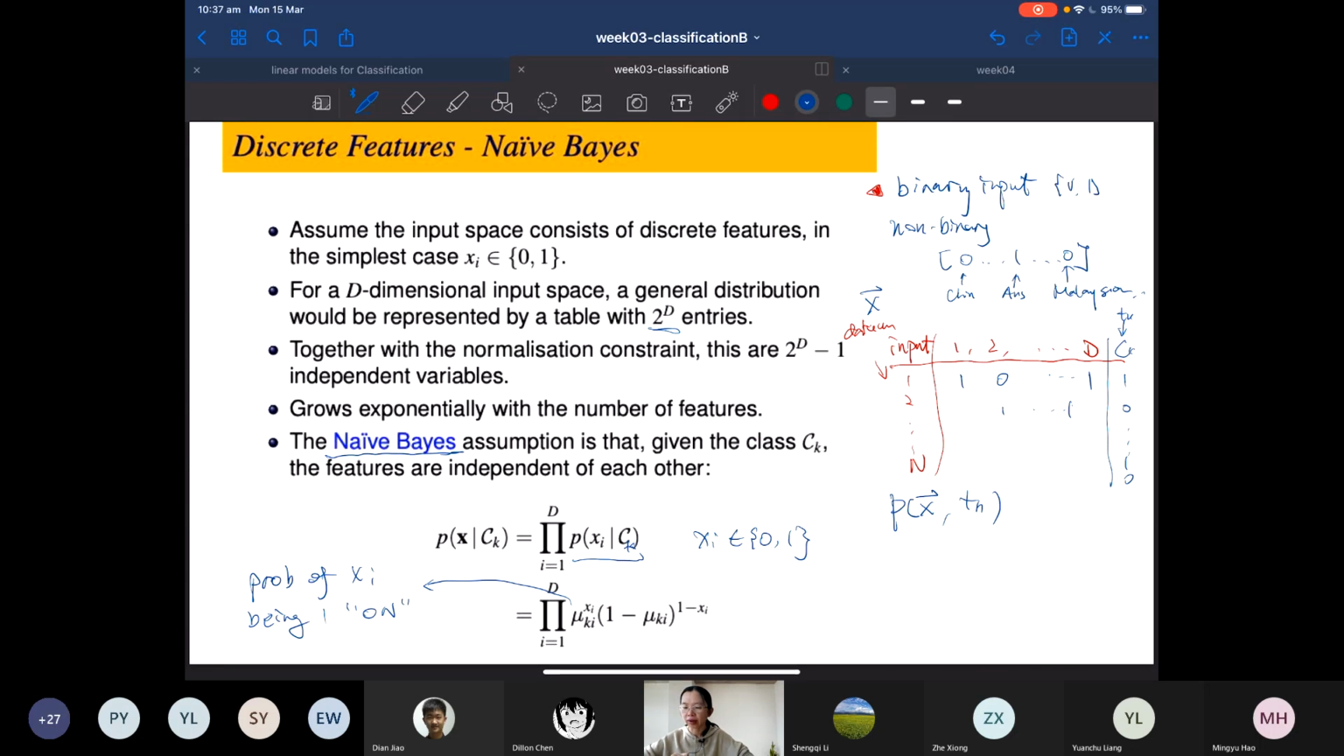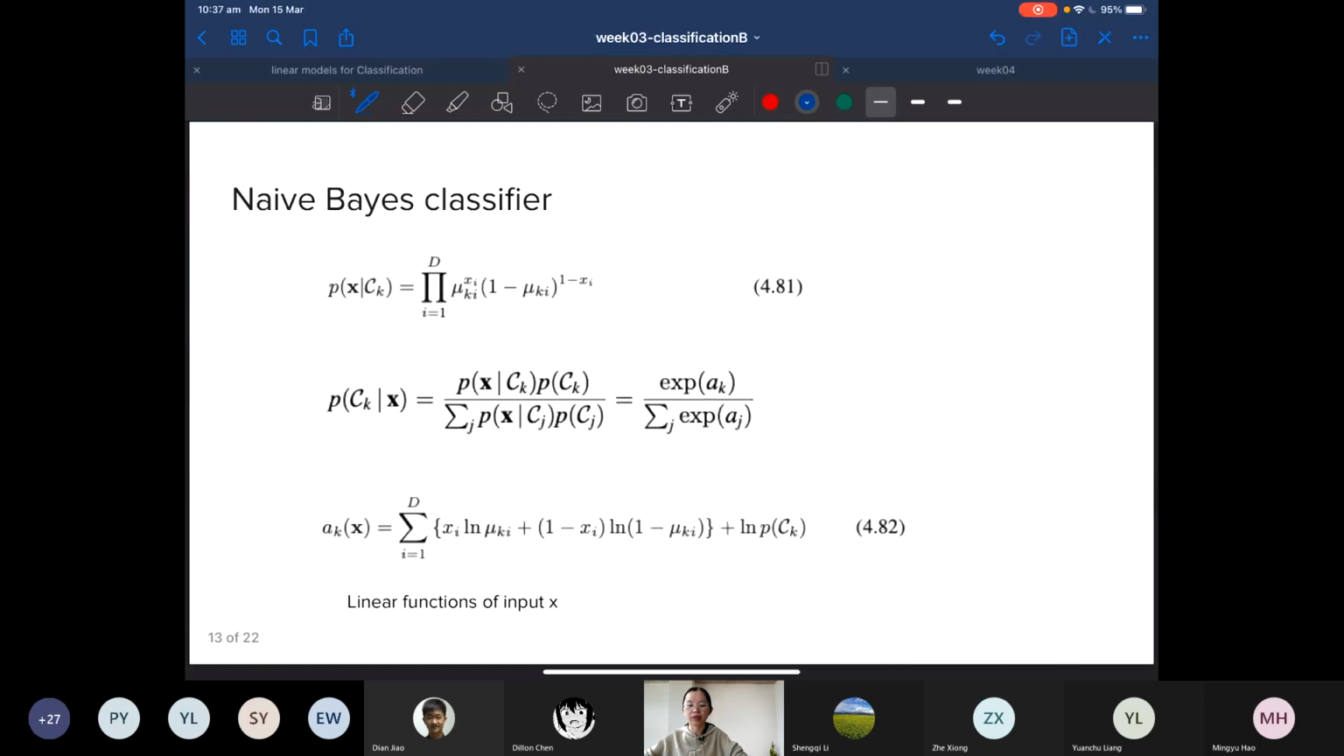We'd like to take logs, and products are handy. The reason we went through this slowly is that with the 0-1 encoding, the useful trick is to use x and 1 minus x, or t and 1 minus t, as the exponents in the likelihood term, and that's handy for calculation. So assume we have the data likelihood as we wrote on the last page. Then what does the class posterior look like?